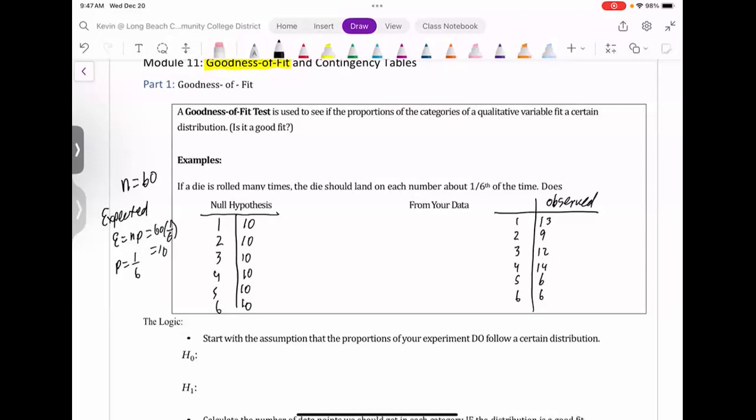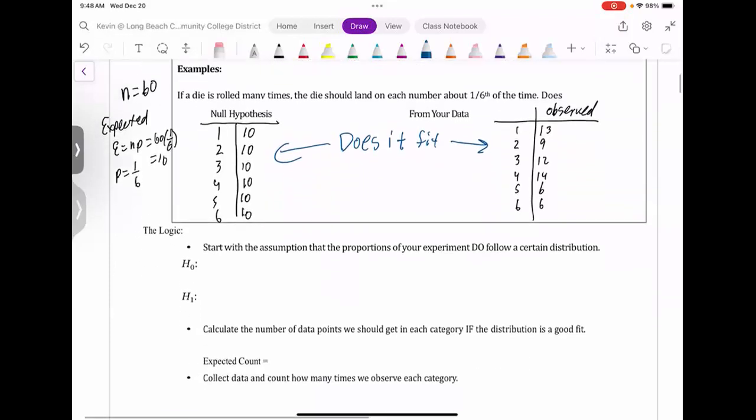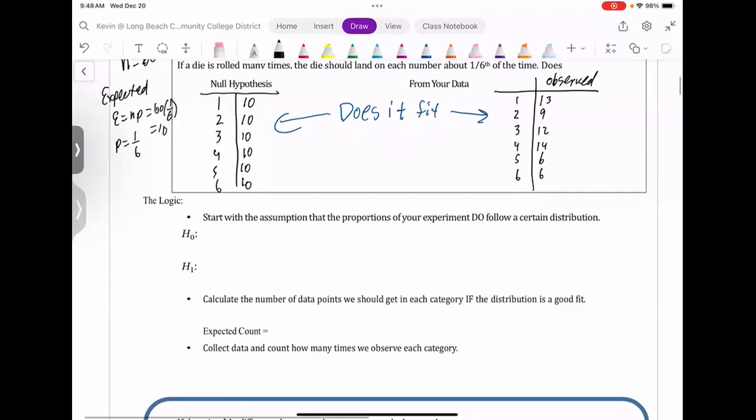And the big question is, does it fit? Meaning, does this fit with our observed data? And that's what a goodness of fit test is. This is what we expect to get and what we have actually observed. Is it a good fit? So let's talk about what our null hypothesis is going to look like.